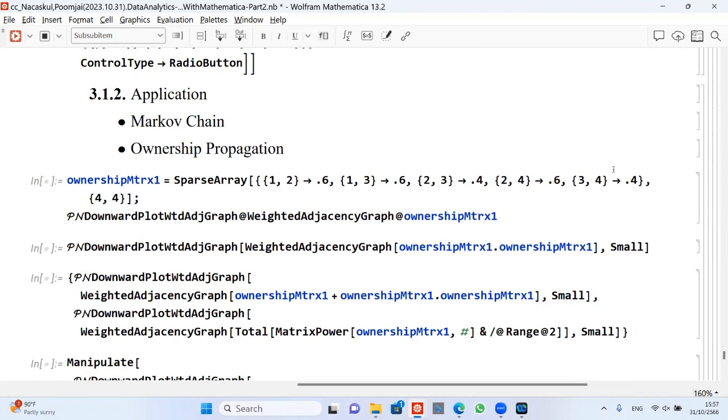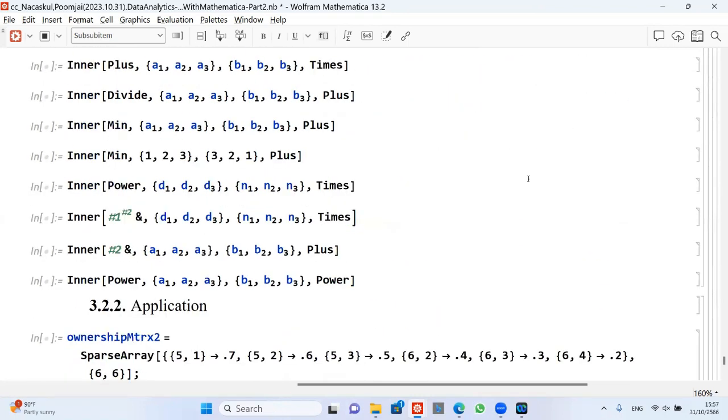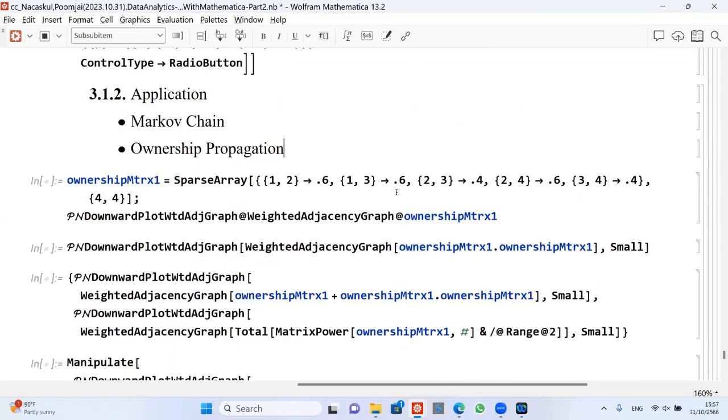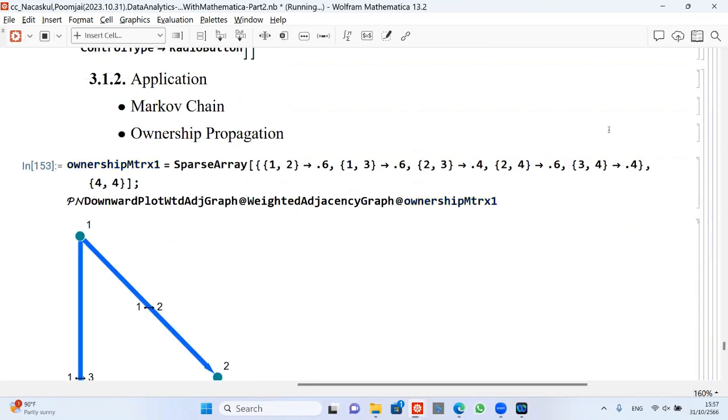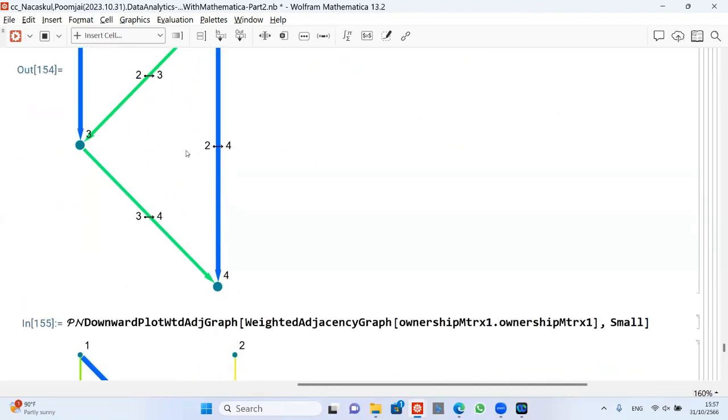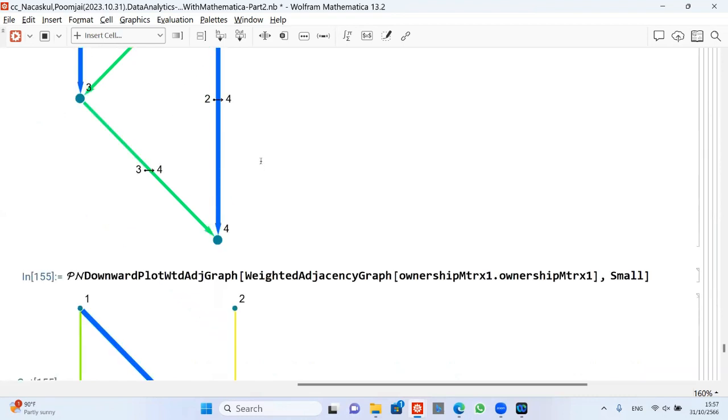Now, this is where it gets interesting, but I don't think I have much time left. There's ownership propagation. Basically, this inner product, if you think about it, is such a nice way of doing things. So let's say 1 owns 2, 2 owns 3, and I want to know if 1 owns 4. So basically, if company A owns 60% of company B, and company B owns 3% of company C, how much do I own?